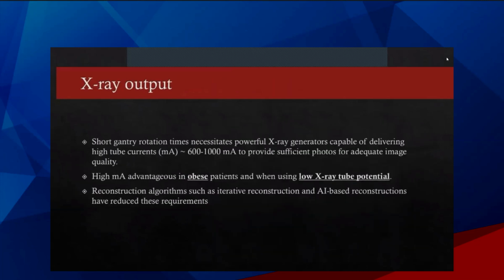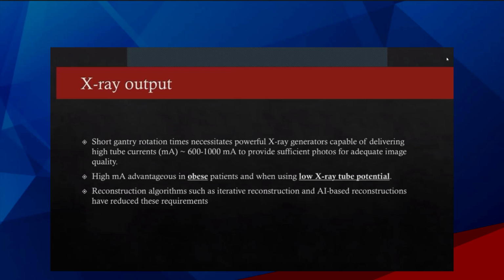Finally, another element that we need to discuss here is the fact that we need powerful X-ray generators capable of delivering very high currents, typically in the 600 to 1000 mA range, to provide sufficient photons to deliver adequate image quality. The newest Revolution CT scanners we currently use at our institution deliver up to 1300 mA when using 70 kV. This parameter is particularly important in patients that are obese and when you are using lower X-ray potentials such as 70 or 80 kV.